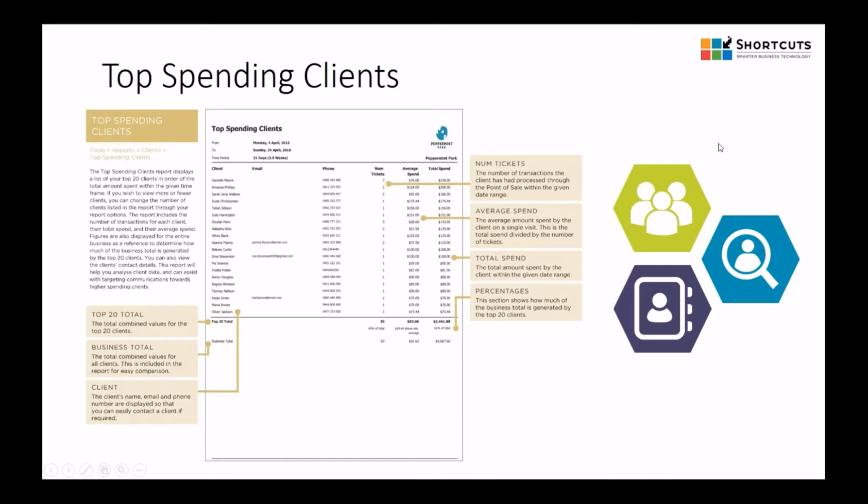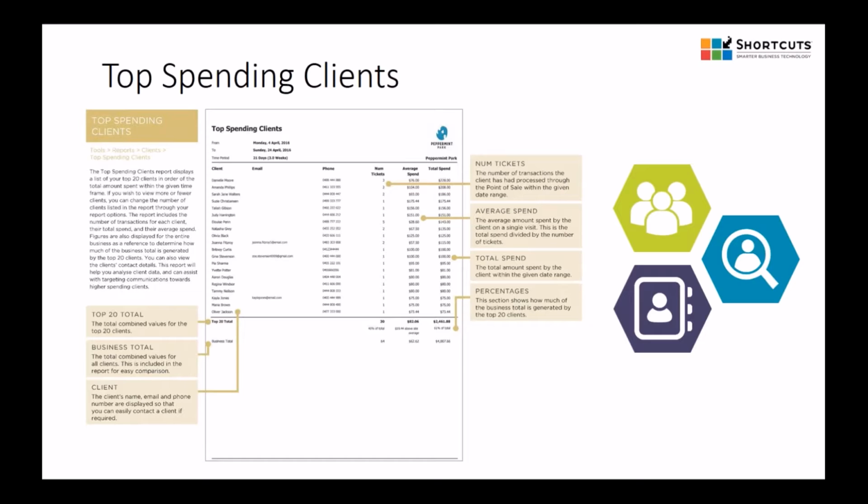Now, if there's anything unclear, I know the number of tickets is basically the number of transactions the clients have actually processed through point of sale. So obviously that can vary depending on how many services they have per booking. So it kind of goes off of how many services as opposed to bookings. Everything else is pretty self-explanatory on this report.